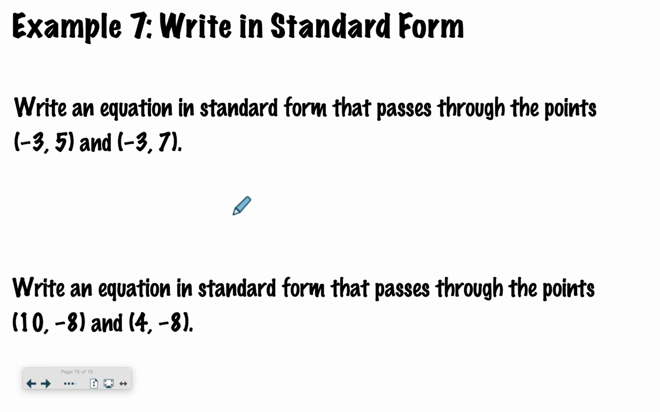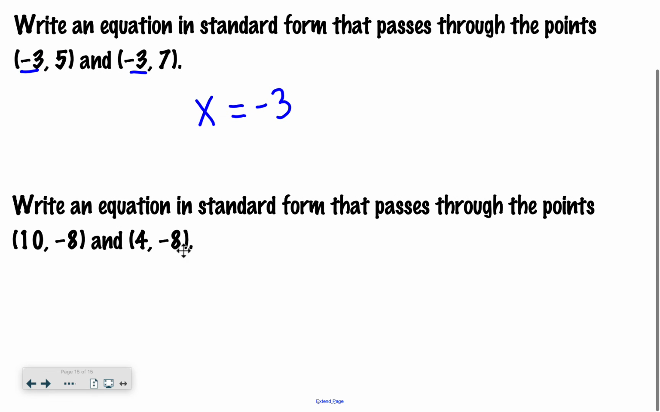Now, this is the last example. Write an equation in standard form that passes through the points. So notice that I don't have any zeros this time. And if I look at these, I see that my x values are the same. Whenever your x values match, this is one of those special cases where you're just going to say x equals whatever that number is. And then down here, notice that my y values are the same. So then I would say y equals whatever that y value is. And that's still considered your standard form of the equation.